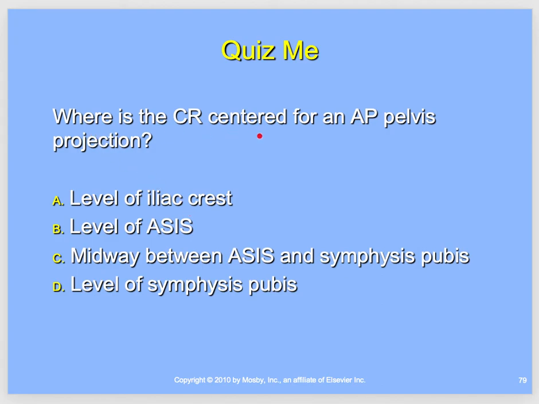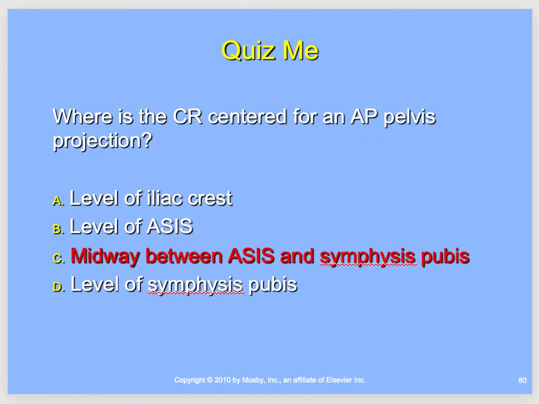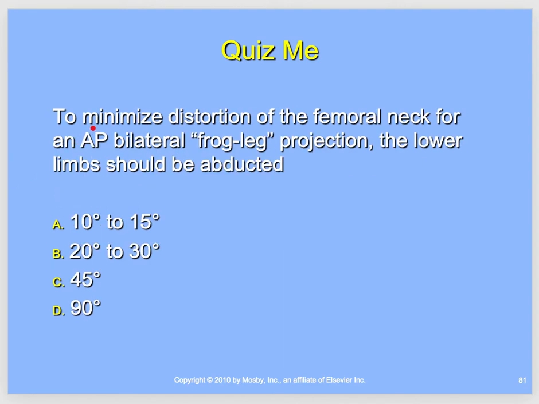So where is the central ray centered for an AP pelvis projection? Is it at the level of the crest, the level of the ASIS, midway between the ASIS and symphysis pubis, or the level of the symphysis pubis? For an AP pelvis projection, it's midway between the ASIS and the symphysis pubis. And do not forget to rotate those legs in 15 to 20 degrees to hide those lesser trochanters and profile the greater trochanters.